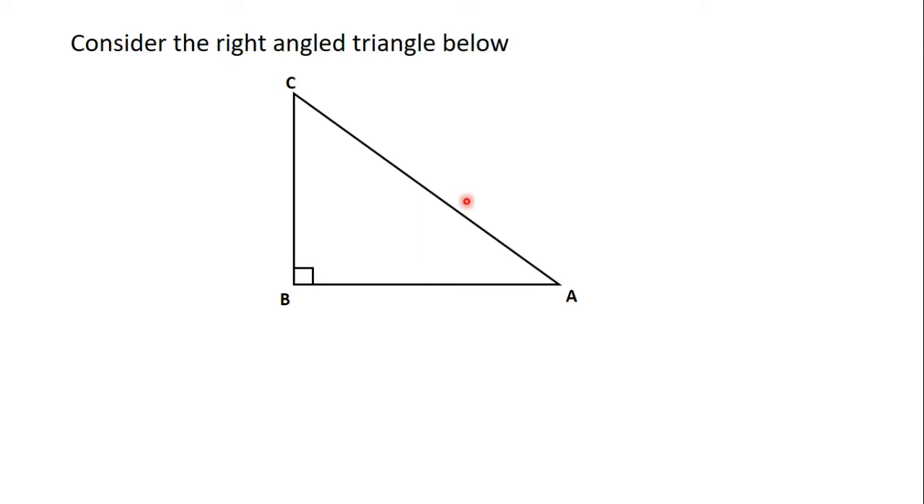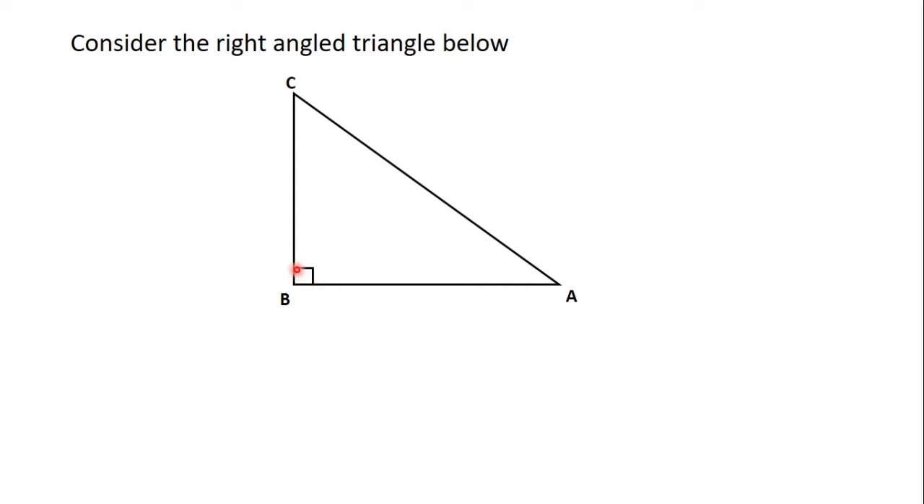Let's find out. Let's consider this right-angled triangle. So we have this point here as point A, this point here as point B, and this point here as point C. And together they form this right-angled triangle. We know it's a right-angled triangle because we can see this sign. This sign is the right-angled sign, meaning that the angle formed here is 90 degrees. We know that a triangle that has one of its interior angles as 90 degrees is a right-angled triangle.